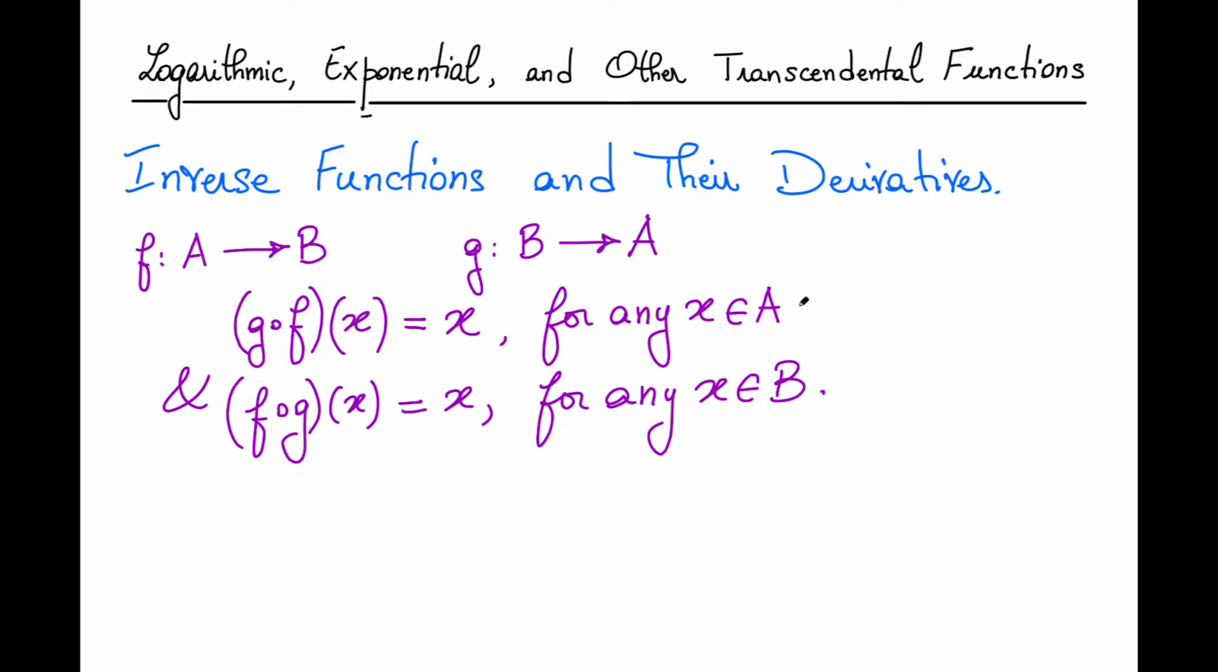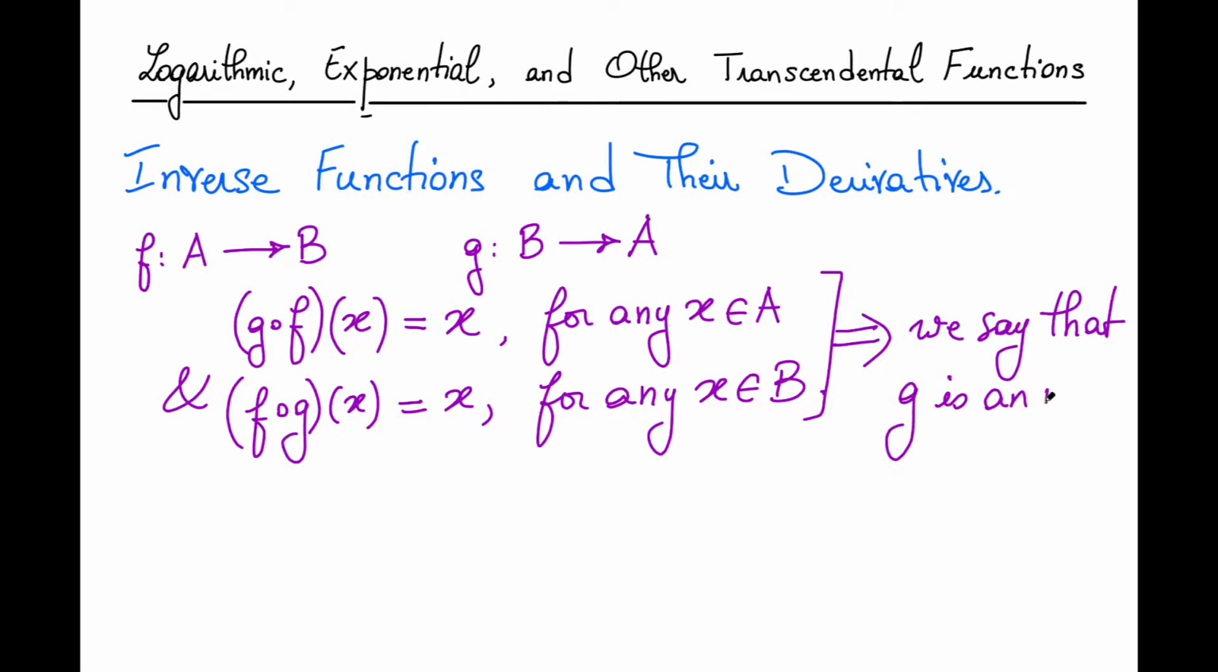Okay, so if these two are verified, then we say that g is an inverse of f. Correct? And here I said an inverse. This is just a definition. And that inverse actually turns out to be unique. Again, it's in the video if you want the details. But an inverse, when it exists, is unique.